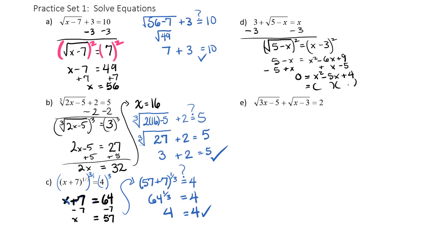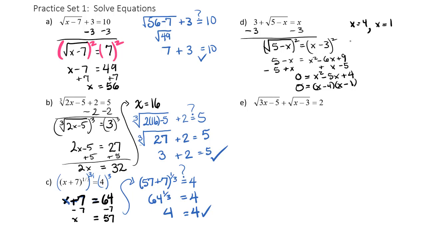This will factor to x minus 4 and x minus 1. My two solutions would be x equals 4 and x equals 1. And I'll check both of these now.